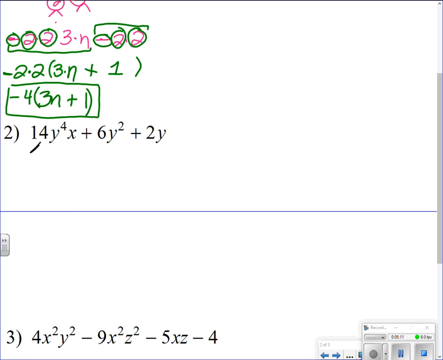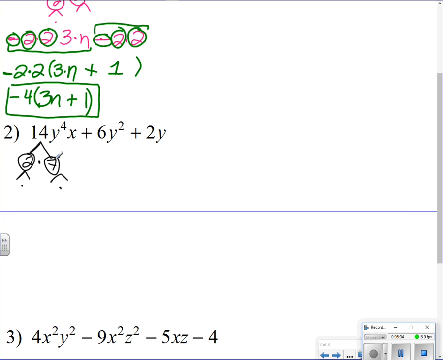Factors of 14, can I use 1 or 14? 2 and 7. Factors of 2, can I use 1 or 2? Can't do it, so that tells me that it's prime. Factors of 7, can I use 1 or 7? That will be prime. So 2 and 7 is prime.